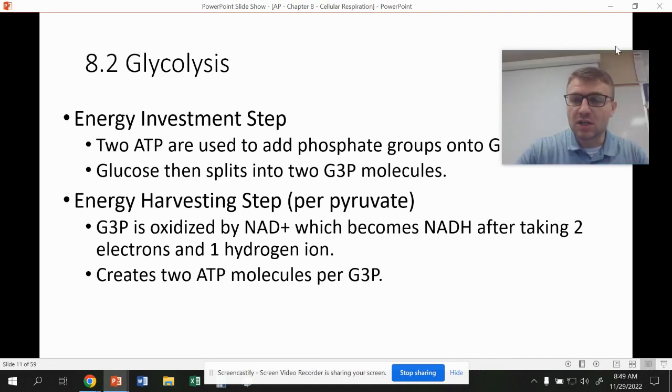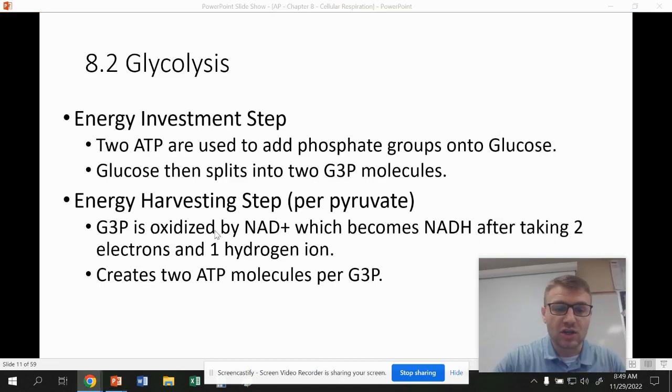There's two main steps here. We have the energy investment step and the energy harvesting step. In this first part, there are two ATP that are going to be used up, and they're going to add their phosphate groups onto glucose. Now, glucose then splits into two G3P molecules, and you might remember those from photosynthesis.